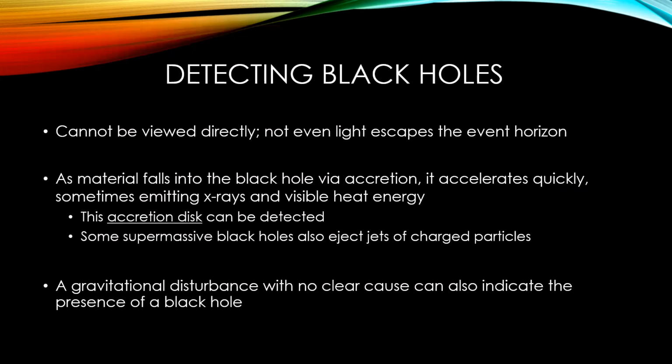Since not even light travels fast enough to escape the event horizon, black holes cannot be directly viewed. Scientists must detect them with other methods. As material falls into the black hole through accretion, it accelerates rapidly and may emit X-rays or visible heat. Scientists can detect these features. Some supermassive black holes also eject supercharged particle jets. Additionally, a large gravitational disturbance with no clear cause may indicate the presence of a black hole.